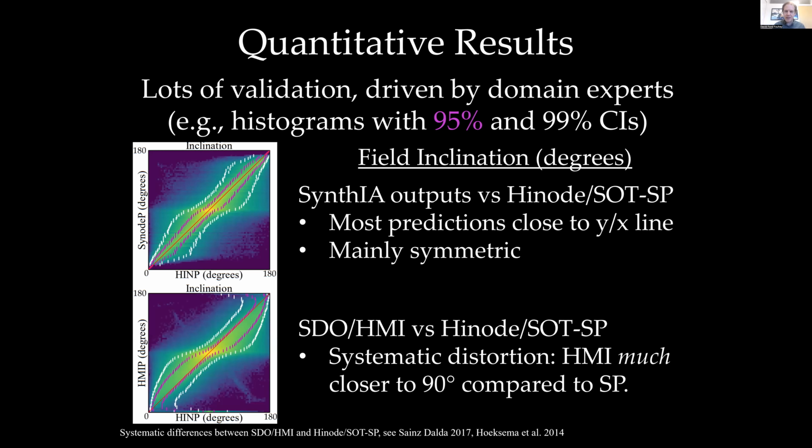And if you look at, for example, the HMI data instead, there's a systematic distortion, and HMI data is much closer to 90 degrees on average for the inclination, compared to SP data. What was nice is that this is also a well-known effect that other people have seen as well. But our system, despite using HMI data as input, produces data that's much more similar to SP.